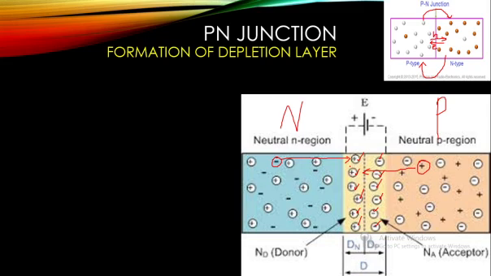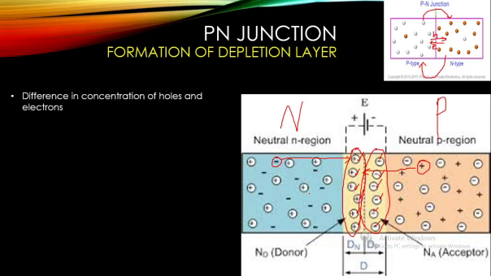They are fixed to the lattice. They are fixed due to the sharing with the other silicon or neighboring atoms. So we have immobile ions on both sides of the junction. These immobile charges will act as a barrier for further flow.